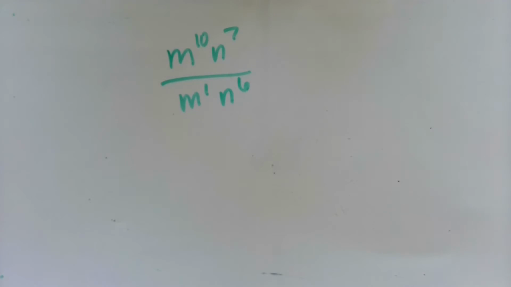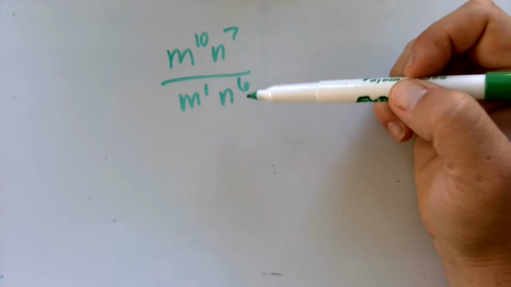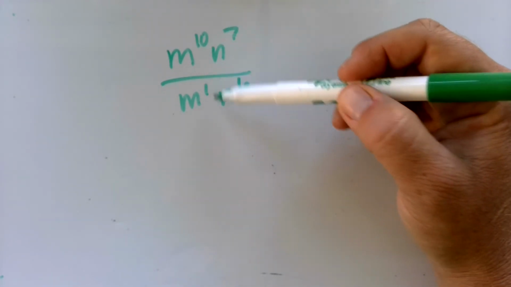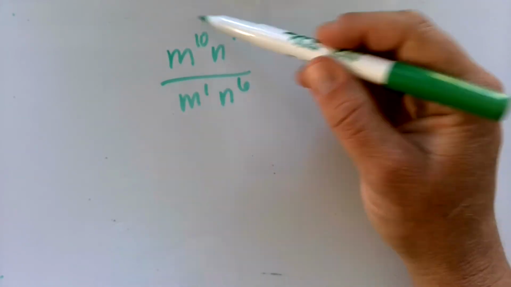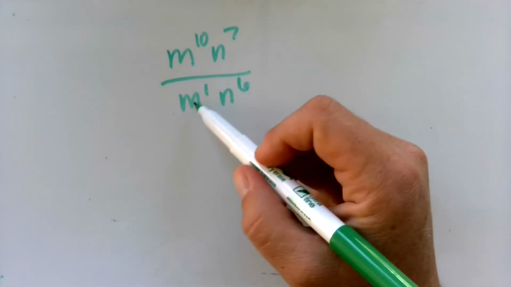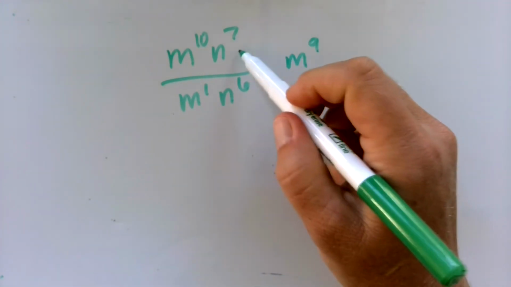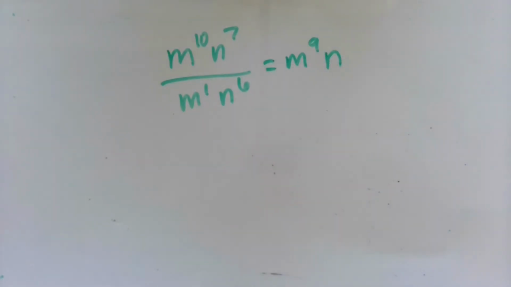Okay, here's one where we have two different variables. We have an m and an n, okay? So you're going to be able to use the quotient property, or divide your exponents, for each individual variable. So you can't mix m's with n's, but you can just evaluate the m's together. So 10 minus 1 is going to give you m to the 9th. 7 minus 6 is going to give you just n. So that is your final answer there.